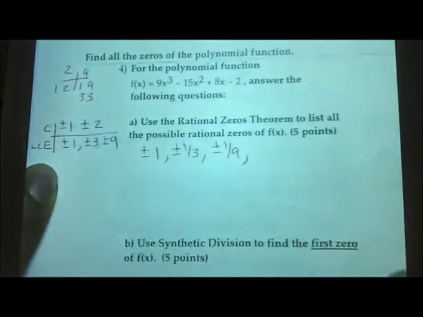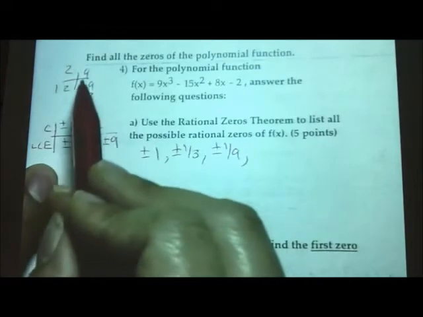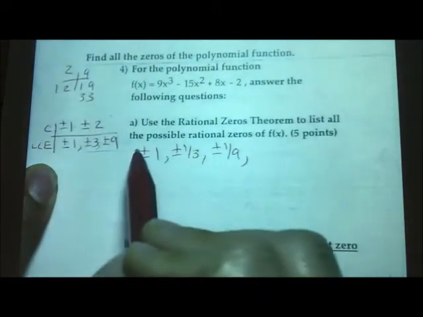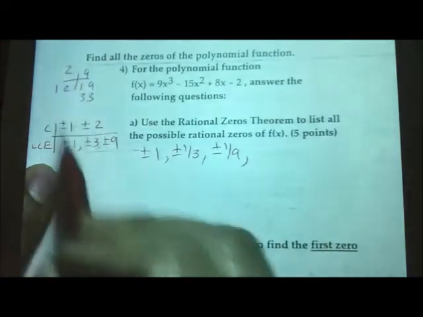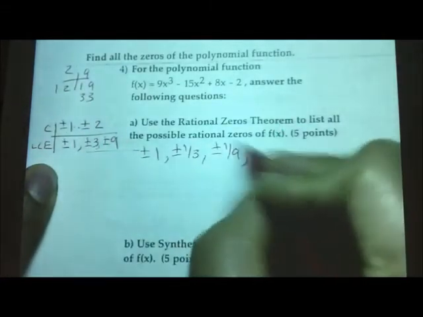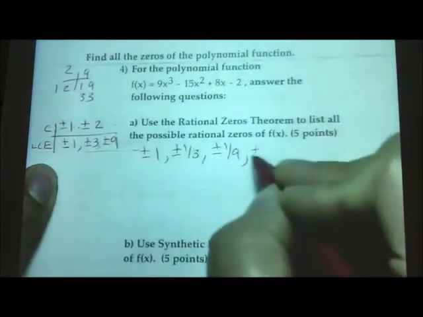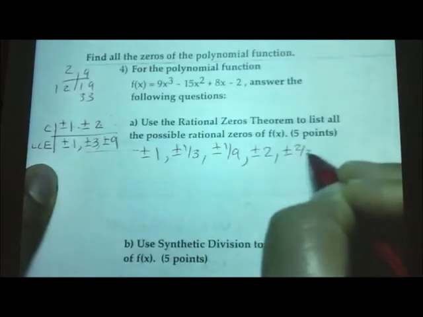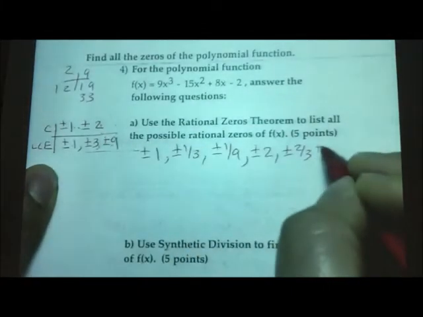How do you get those numbers again? My multiples of 9 are 1 and 9, 3 and 3. My multiples of 2 are 1 and 2. So my other list of numbers is going to be 2 divided by 1, which is 2. 2 divided by 3, which is 2/3, and 2 divided by 9, which is 2/9.